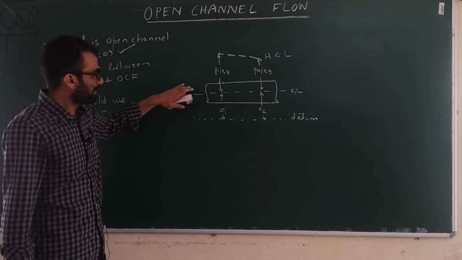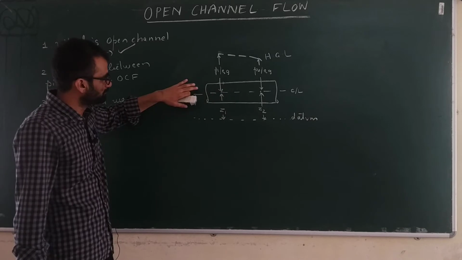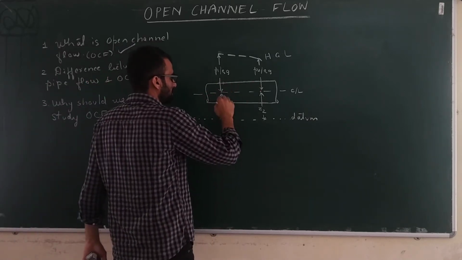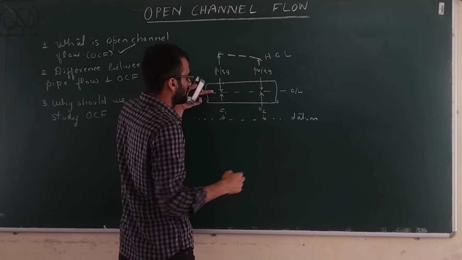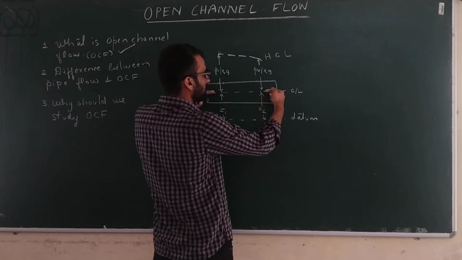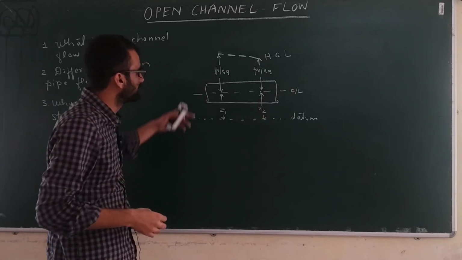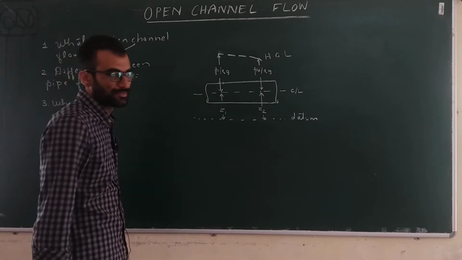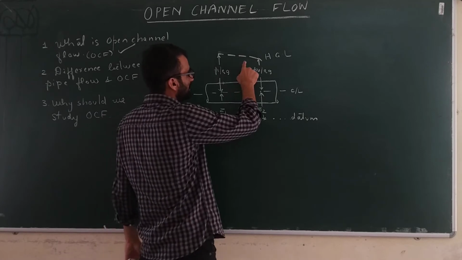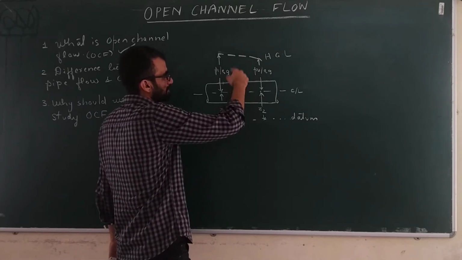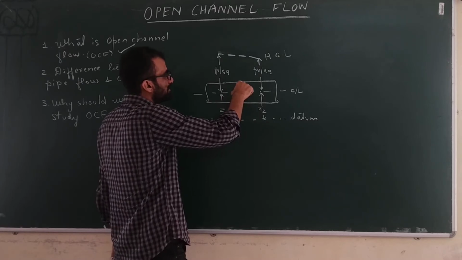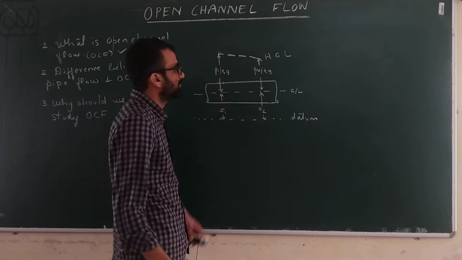Now see, in pipes the flow takes place because of the pressure force. On this cross section some pressure is acting, and on this cross section some pressure is acting. The difference in the pressure forces will drive the flow through this pipe. And the hydraulic gradient line will always lie above the surface of the fluid in case of a pipe flow.